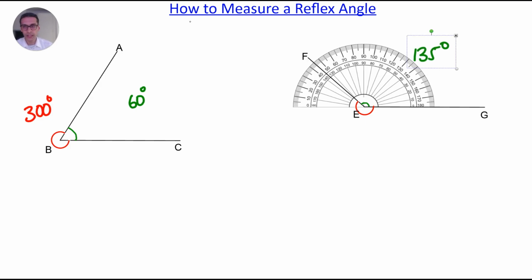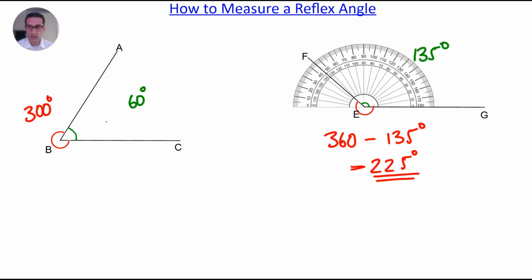Now, in order to work out the other angle, we're going to do 360 take away 135, and that's because angles around a point sum to 360. So that's going to give us 225 degrees.